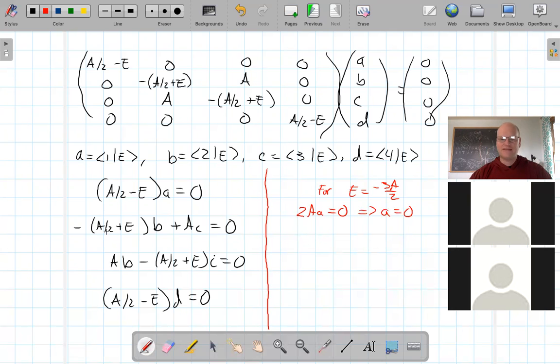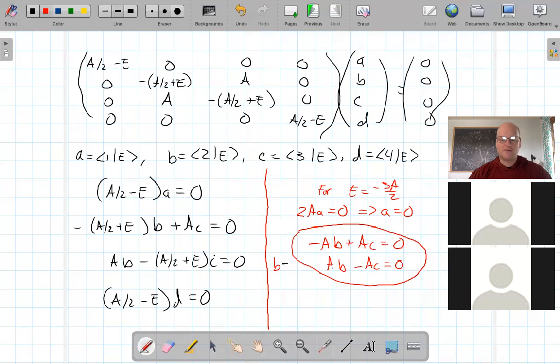Right. In this case, I then have A over 2 minus 3A over 2, which is then equal to what? A negative A, right? So then I have negative A times B plus A times C is then equal to 0. This one tells me the same thing. So I have A times B minus A times C is equal to 0. So these two things are redundant, tell me the same thing, which both tell me that B is equal to C. And then finally, this last term tells me the same thing as the first term. So I have 2A times D is equal to 0, which again means that D is also equal to 0.